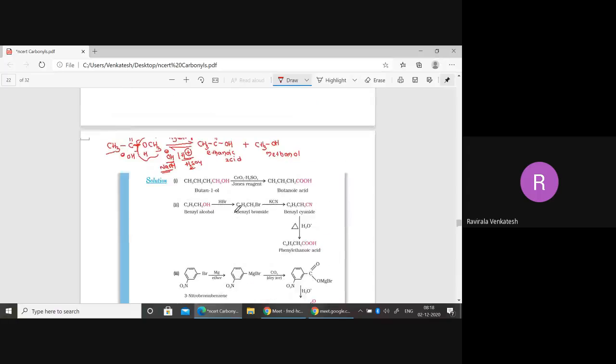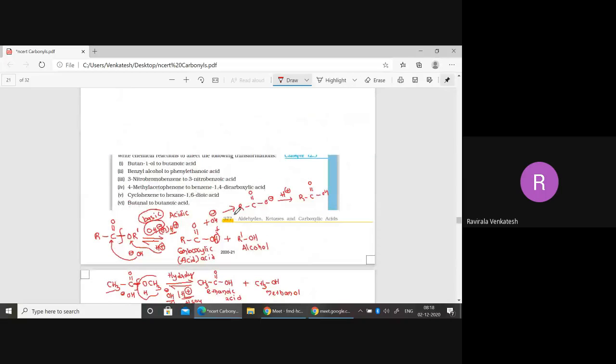See, actually yesterday I explained some of the problems. So in this case, we'll take one problem here. The third one I will take. So how the conversions look, how the conversions will be given in this case.